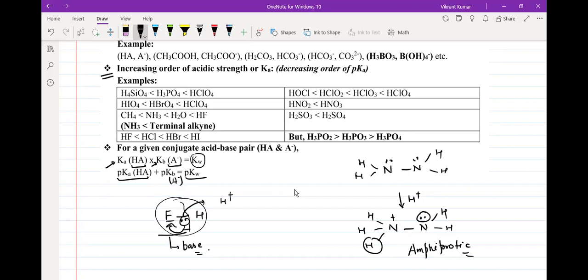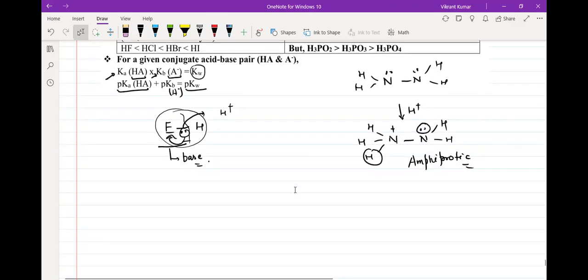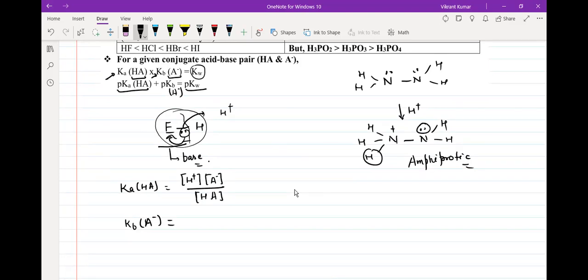Sir, is there a derivation for this? Yes, we can do it. There are two ways. One is by adding reactions. Or I can write the expression: what is K of the acid? Ka will be H plus into A minus upon HA. This will be called Ka of the acid HA. Now, if I talk about Kb of A minus, A minus will capture H plus from water and then form HA.